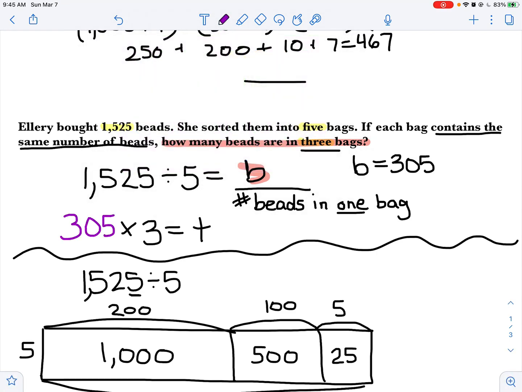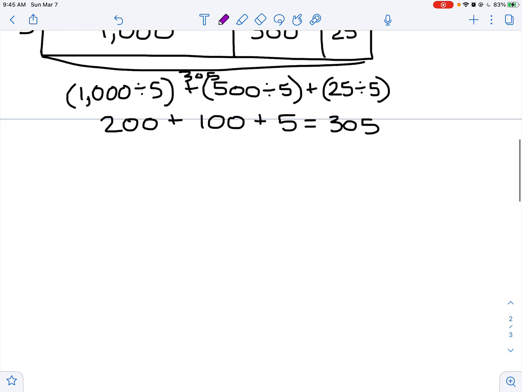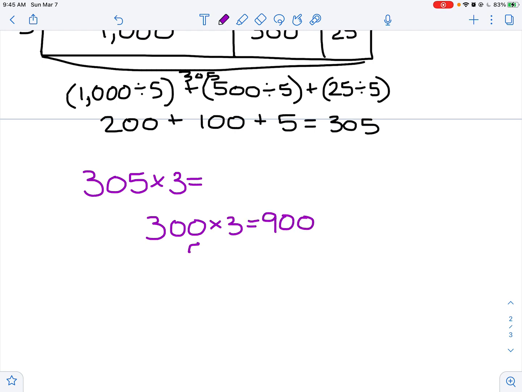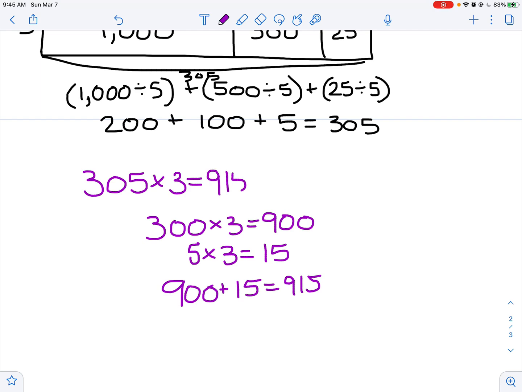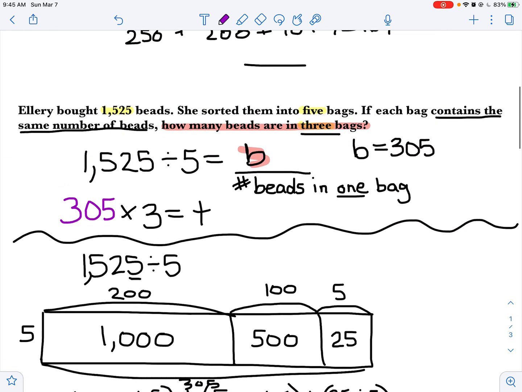and I'm going to solve 305 times 3 to find out how many beads Ellery has in 3 of her bags. So now I'm just going to do my partial products. 300 times 3, I know that's 900. I know 5 times 3 is 15. So 900 plus 15 is going to be 915. So I know that Miss Ellery, T equals 915, has 915 beads in 3 of the bags.